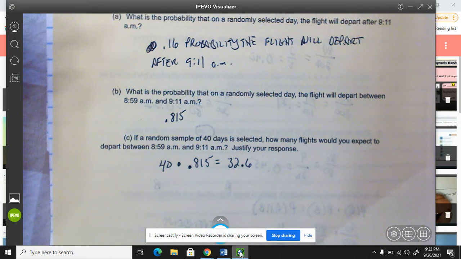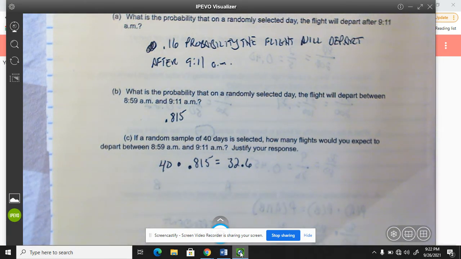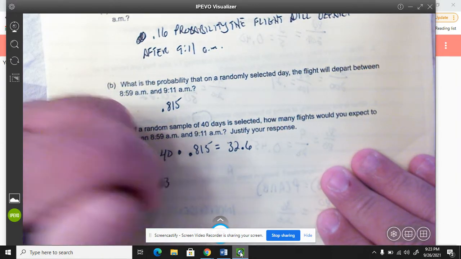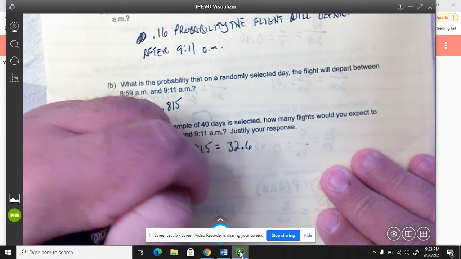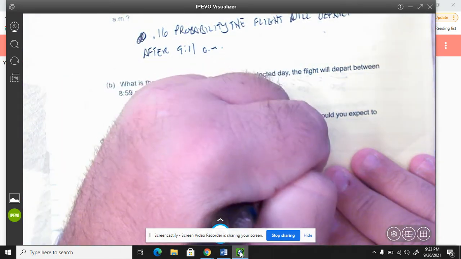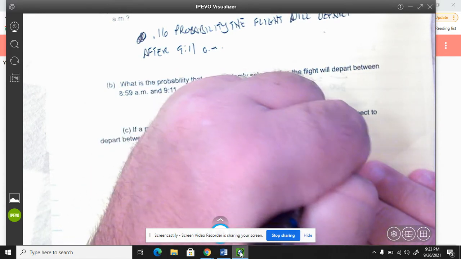Now, that is not the answer I'm looking for. Okay? And a lot of you might say, well, you can round. Well, what if it's 32.4? If 0.4 of a flight takes off, is it still taking off? You can't have anything above 0. Like if you take one little bite of a candy bar, have you ate the candy bar? Yes. So I would say there's a chance of 33 flights between those two times, 8:59 and 9:11.